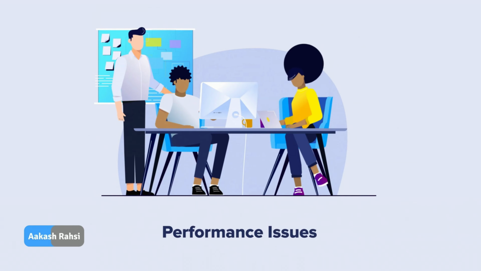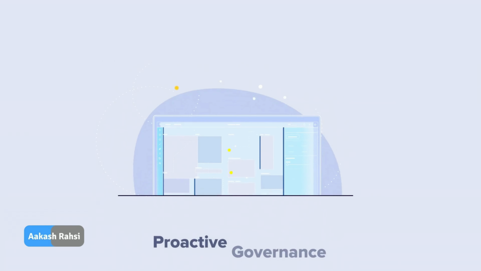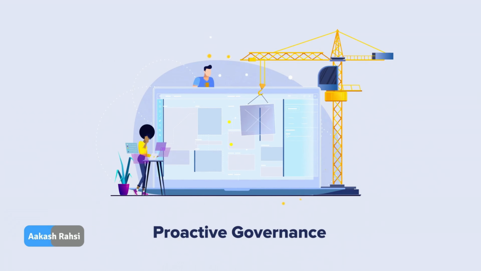Excessive broken permissions can degrade system performance, impacting user experience and workflows. Addressing broken permissions involves proactive governance, regular audits, and leveraging automation.